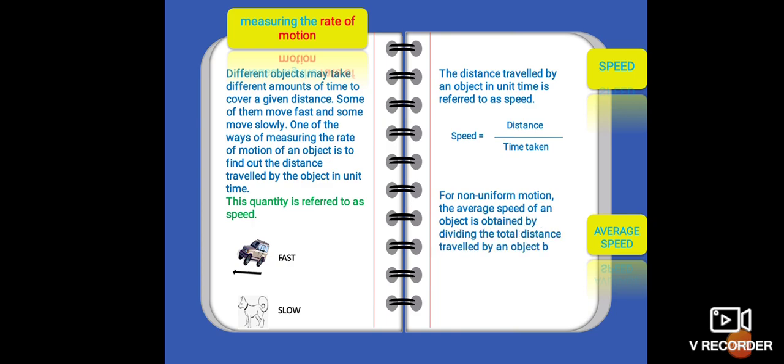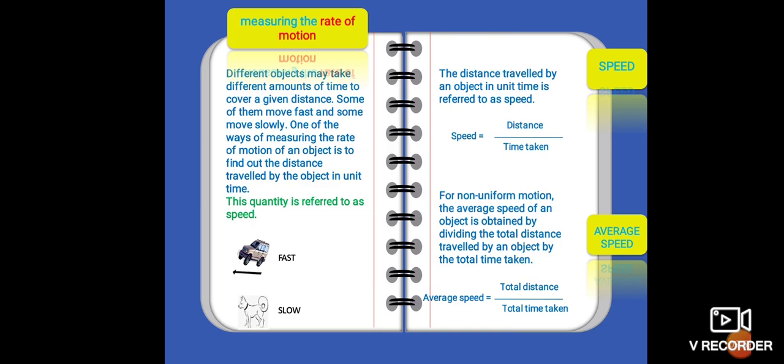The distance traveled by an object in unit time is referred to as speed. Or we can say the ratio between distance and time taken is the speed. What about average speed? The ratio between total distance and total time taken is the average speed, just like a mean.